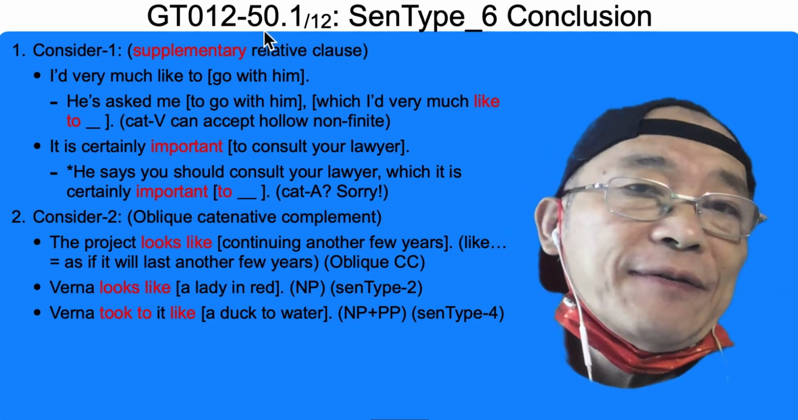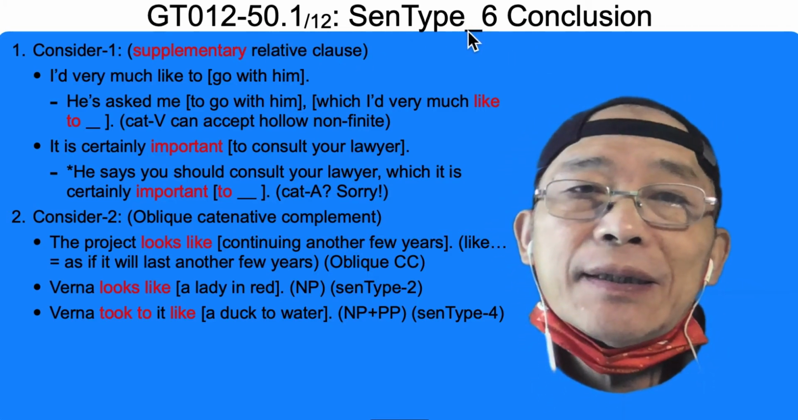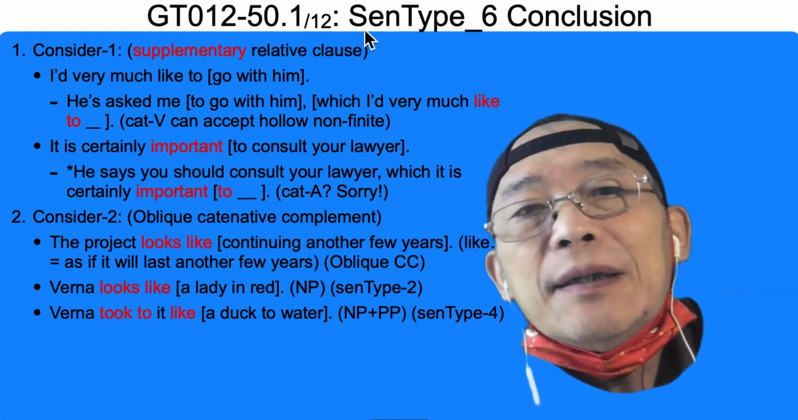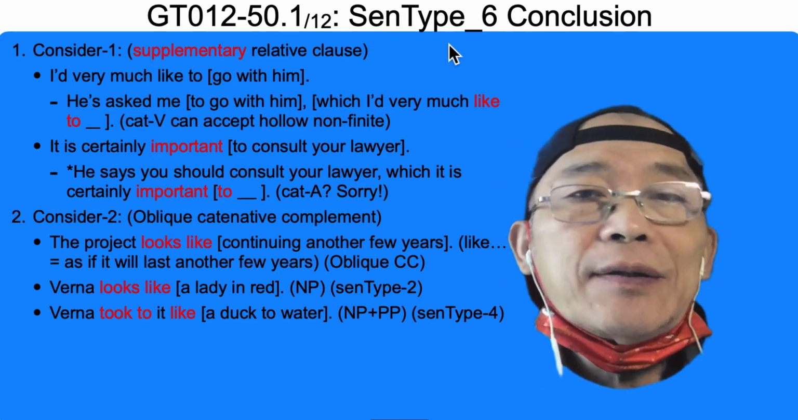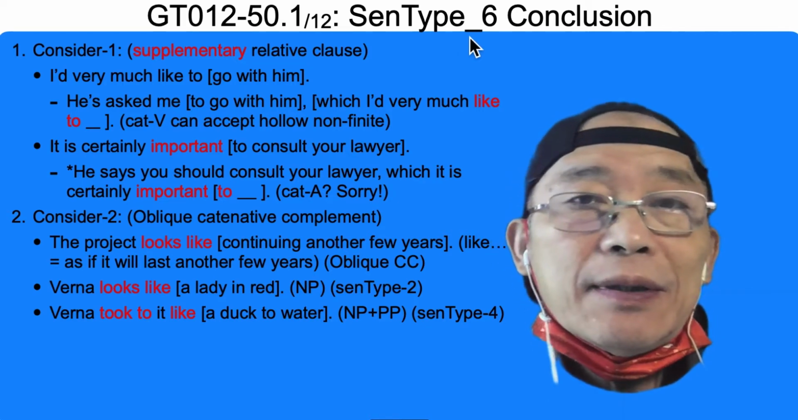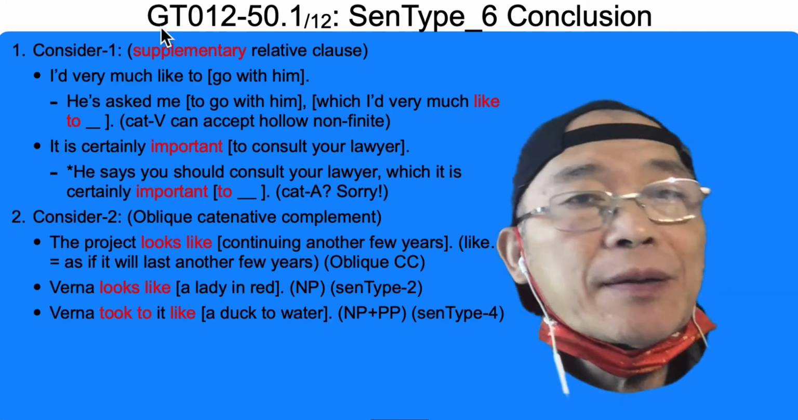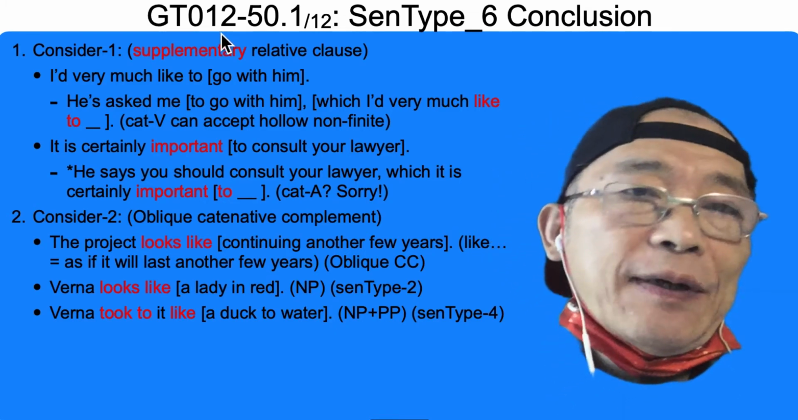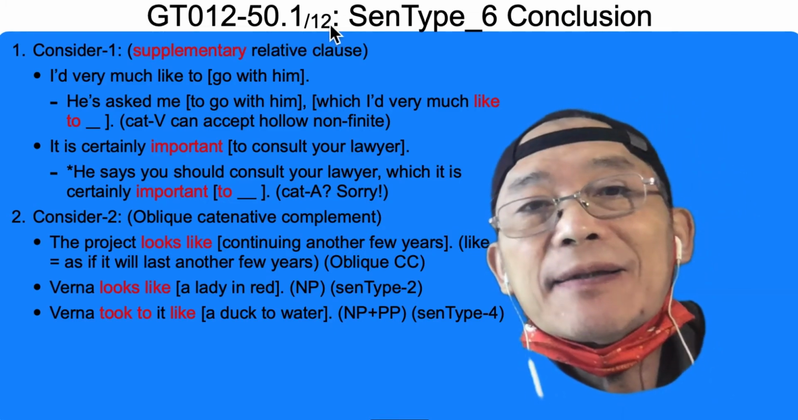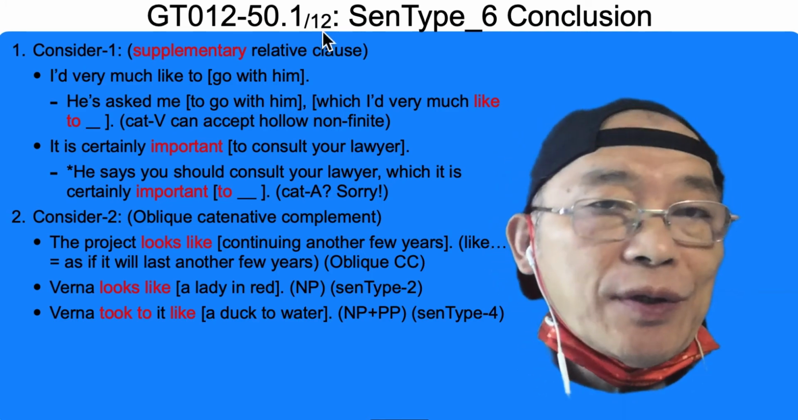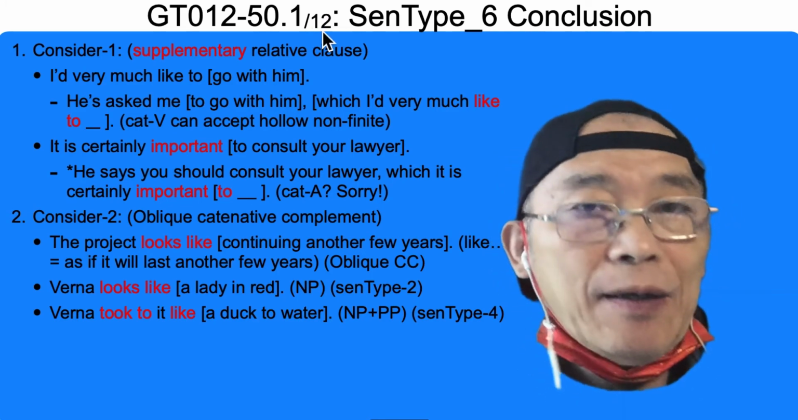Welcome to this 50th minor trick of the catenative structure, number 6, sentence type of the big grammar trick number 12. Okay, let's get started quickly because there are 12 pages. It's a long way to go.